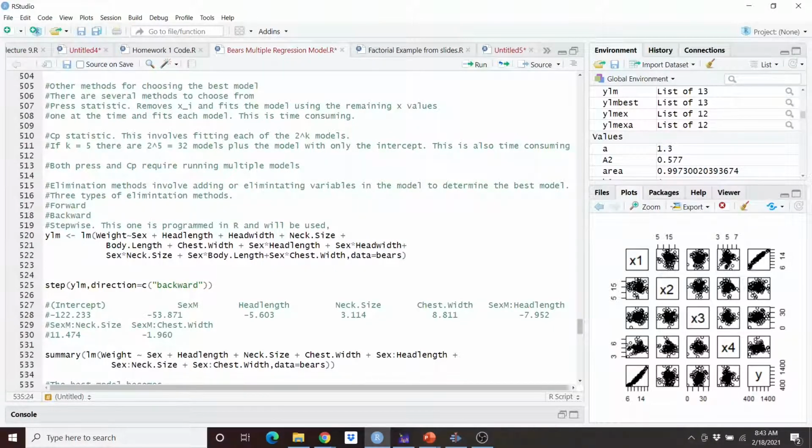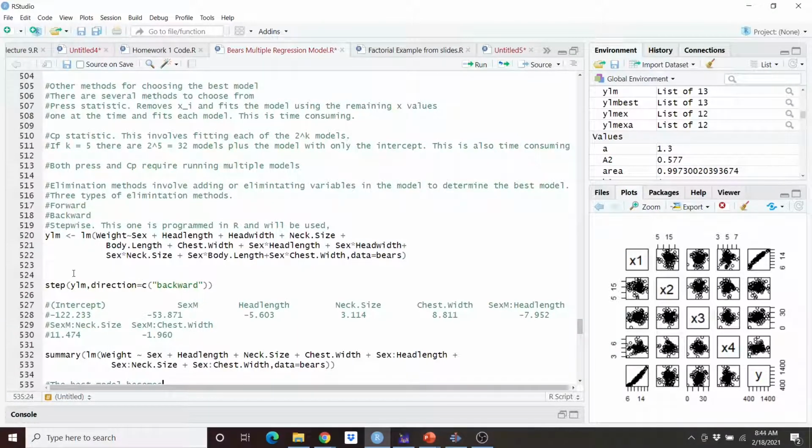The third method is called stepwise. With the stepwise method, this procedure is the same as the forward method. However, variables may enter or be eliminated. So a variable which entered or was eliminated at an earlier stage may be included in the final model. Stepwise is programmed in R, and we're going to use this as our example.